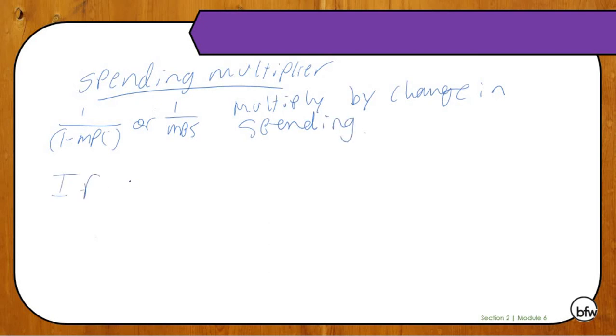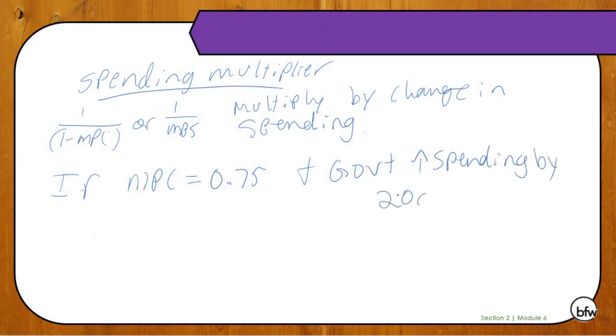Okay, so for example, if MPC is equal to 0.75, and I want you to try and work this out with me, okay? So if MPC is 0.75, and the government increases spending by $200 billion, we're going to use that to figure out the total change in real GDP. Okay, so go ahead and pause it right now, and then we will solve it together. So pause it. Okay, thank you for pausing it. And if you didn't, then I don't know what you're doing with your life.